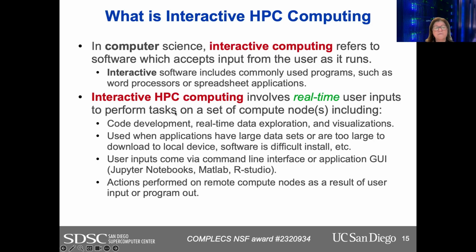We have special commands that you can run to grab a node interactively. When you log on to that node, you're the only person on that node. You own that node for the amount of time you asked for. Usually there's a queuing policy of about 2 hours, I think, on Expanse, so you have to get your work done in that time.